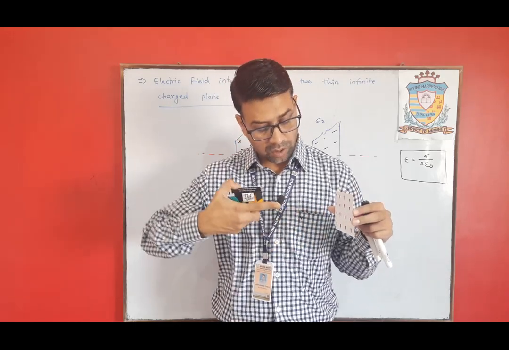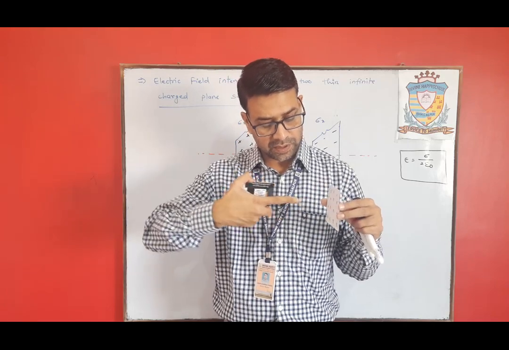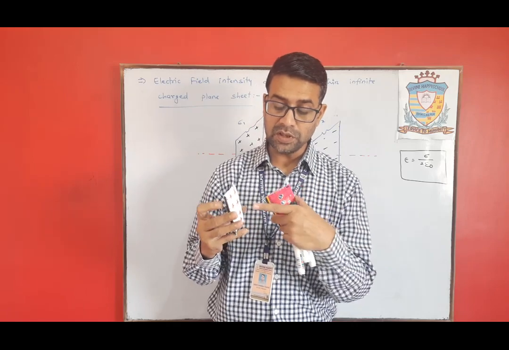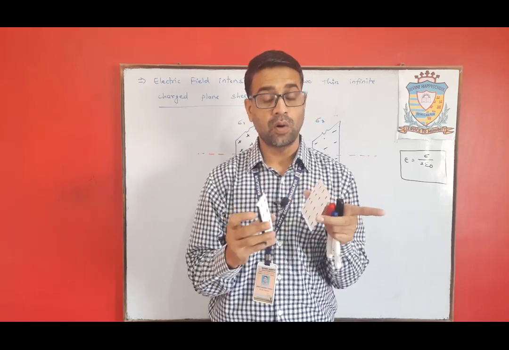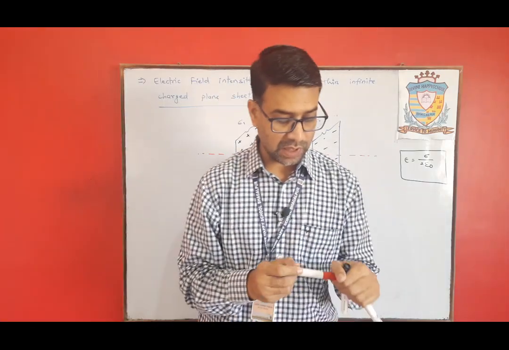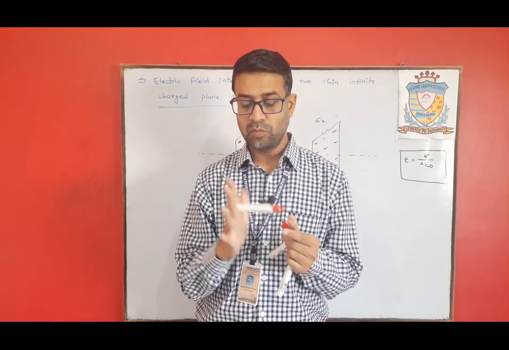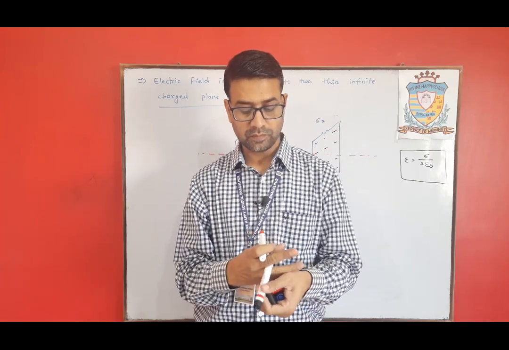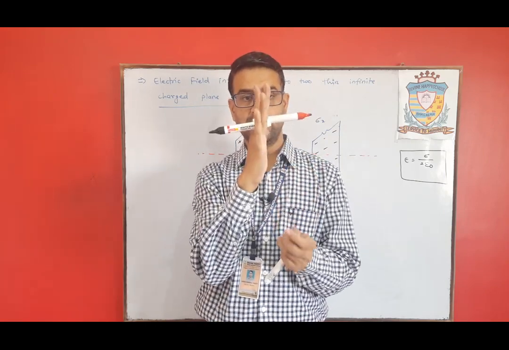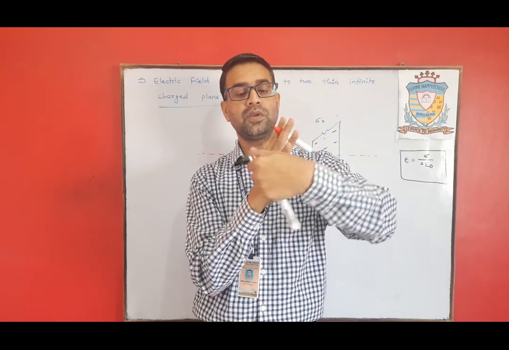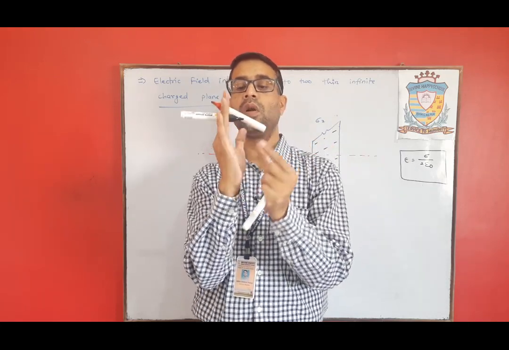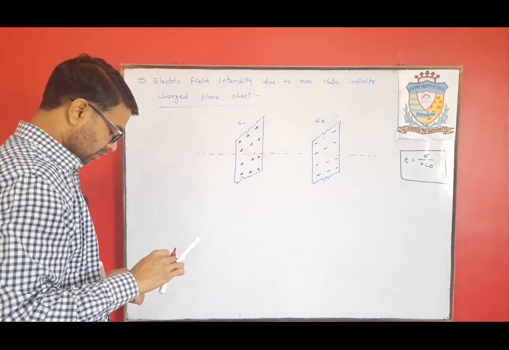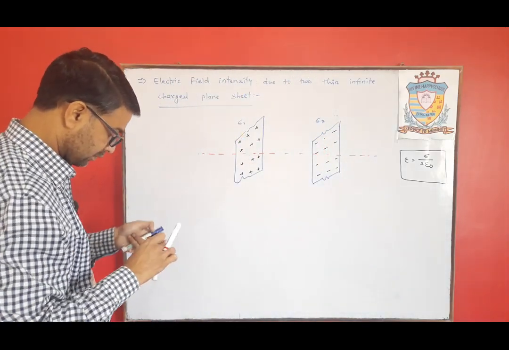That means the direction of electric field intensity is always inward. Here this is the positively charged plate, that means the direction is always outward. That means it should be somewhat like this. For a positively charged plate, this should be like this, always outward. And for a negatively charged plate, this should be somewhat like this, always inward. Clear? Now we'll see the calculation part.